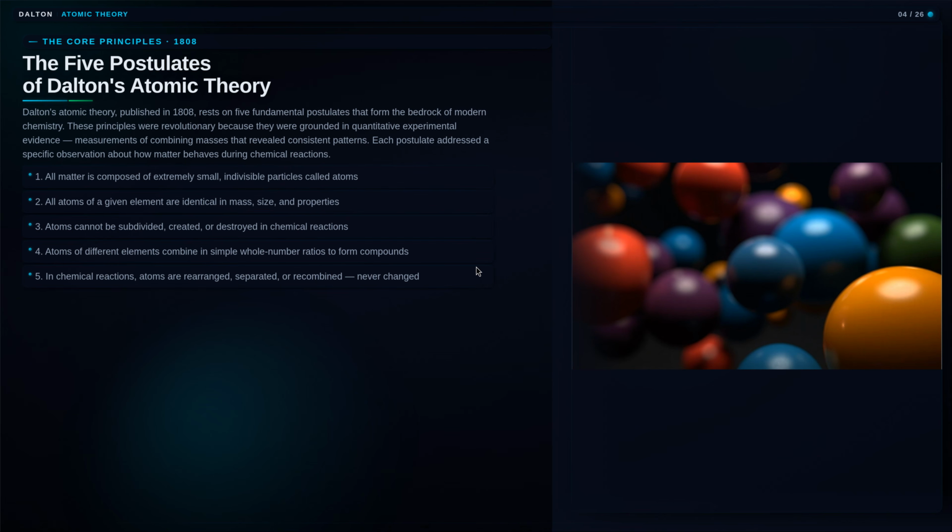Dalton's atomic theory, published in 1808, rests on 5 fundamental postulates that form the bedrock of modern chemistry. First, all matter is composed of extremely small, indivisible particles called atoms. Second, all atoms of a given element are identical in mass, size, and properties. Third, atoms cannot be subdivided, created, or destroyed in chemical reactions. Fourth, atoms of different elements combine in simple whole number ratios to form compounds. And fifth, in chemical reactions, atoms are rearranged, separated, or recombined, never changed into other atoms.